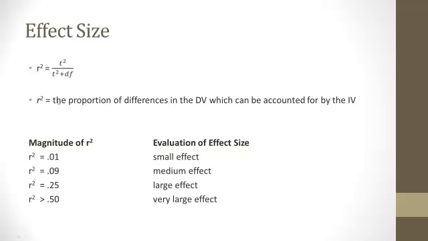R squared still tells you the proportion of differences in the dependent variable which can be accounted for by the independent variable. So, thinking about it as a pie and drawing out the pie and shading in the R squared times 100 to figure out what percentage of all the differences in whatever you're measuring can be accounted for by whatever you're manipulating. And then the criteria for R squared is still the same as it was for the t-test for the single sample.